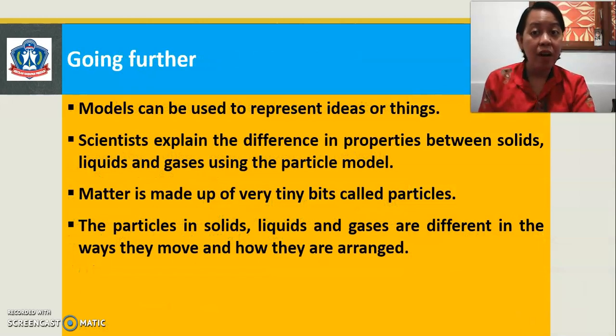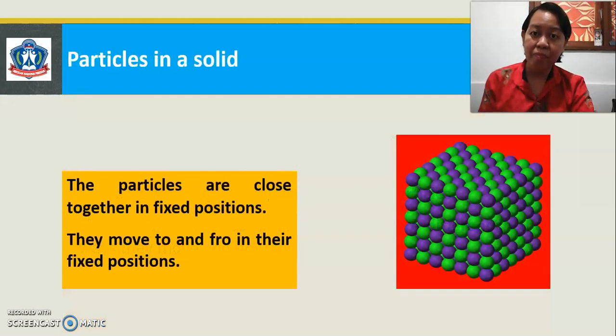Going further, models can be used to represent ideas or things. Scientists explain the difference in properties between solids, liquids, and gases using the particle model. Matter is made up of very tiny bits called particles. The particles in solids, liquids, and gases are different in the ways they move and how they are arranged. Let's try to see them.